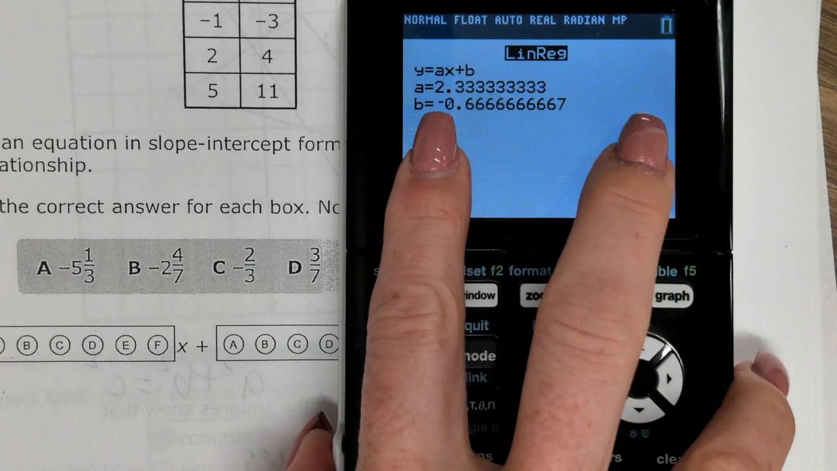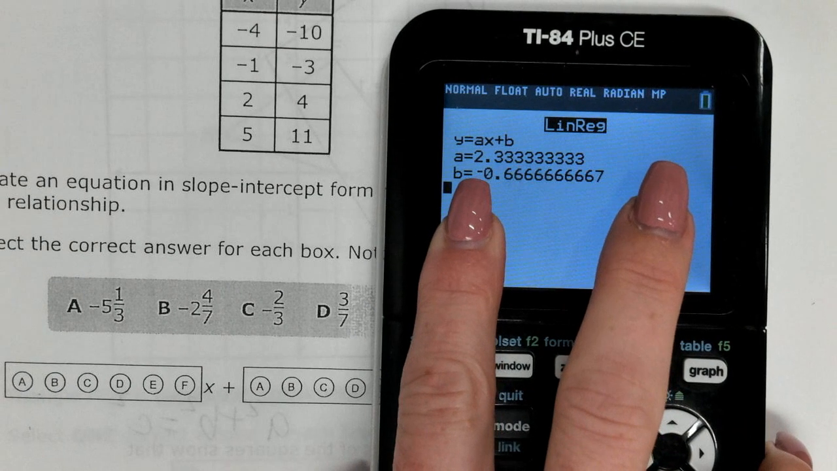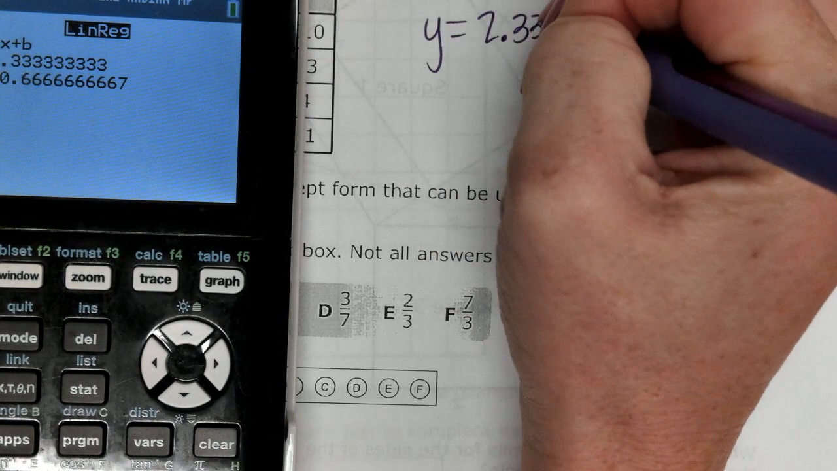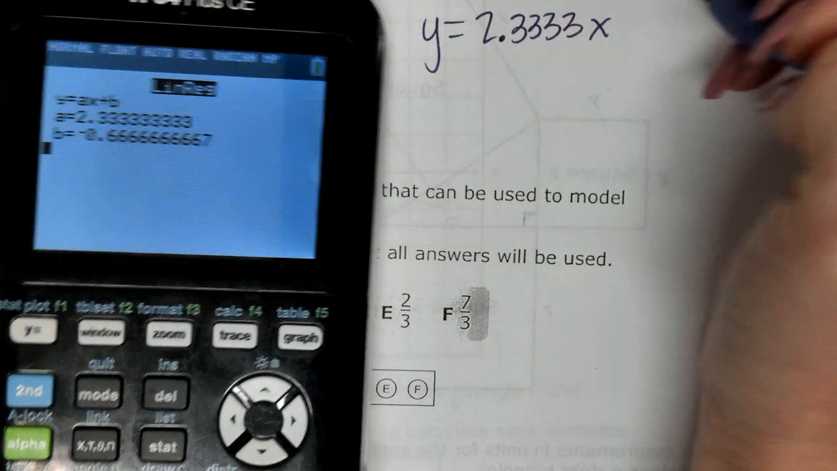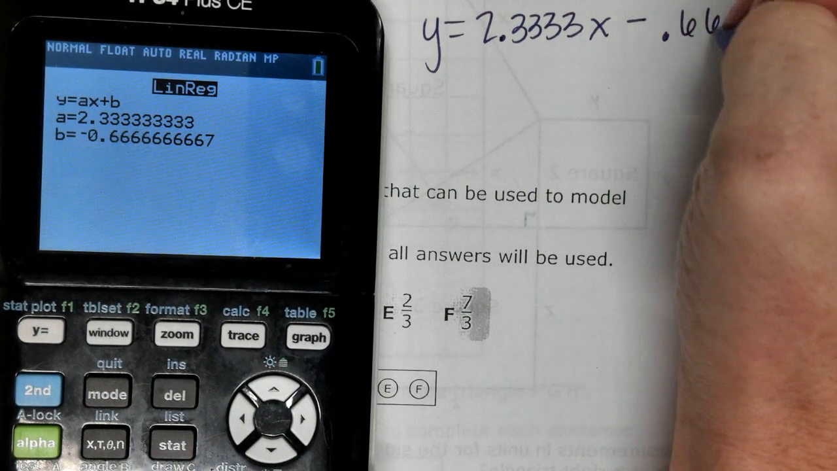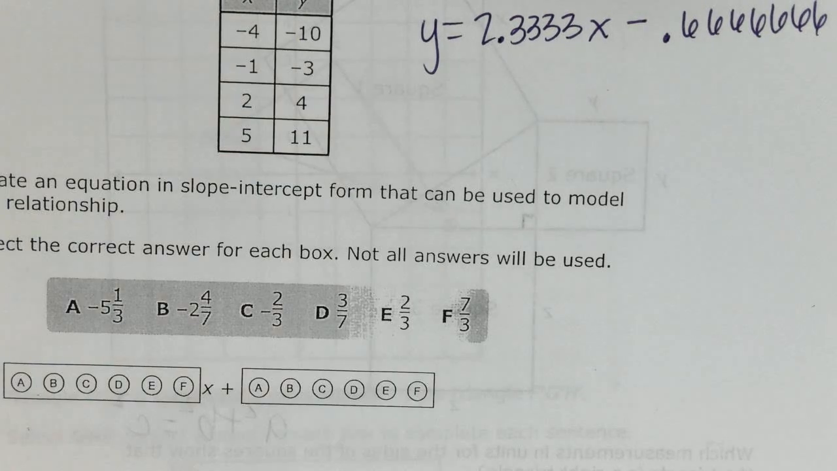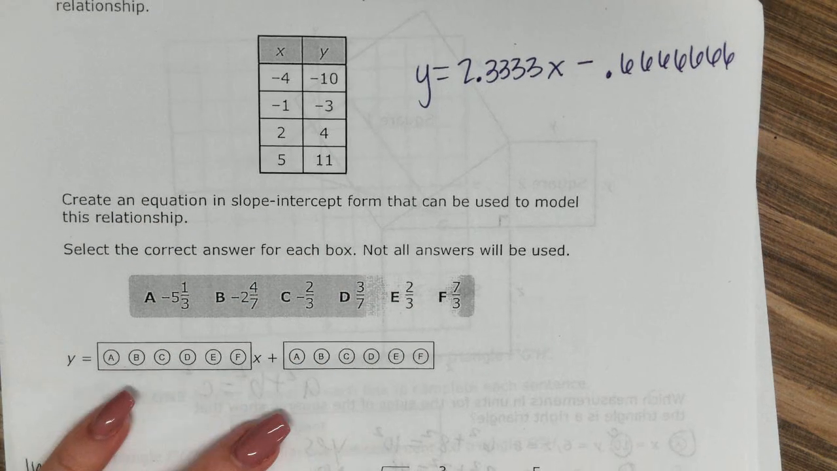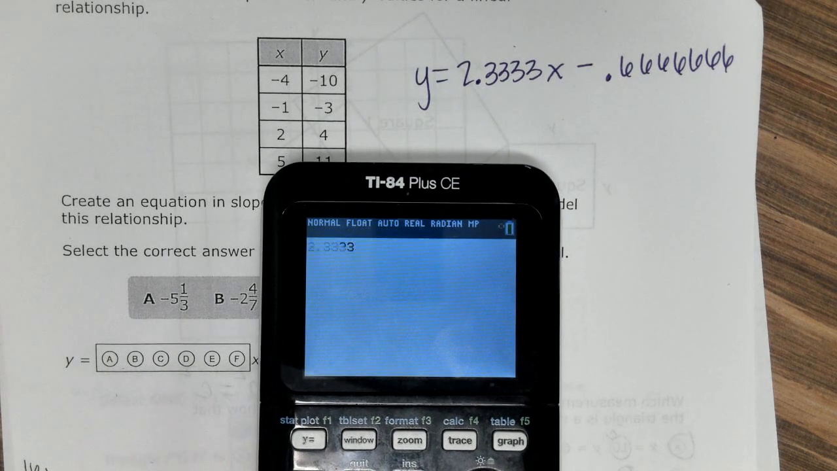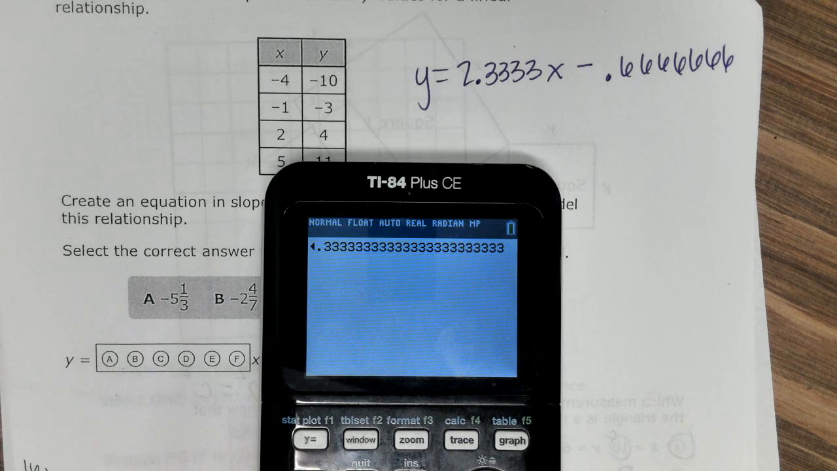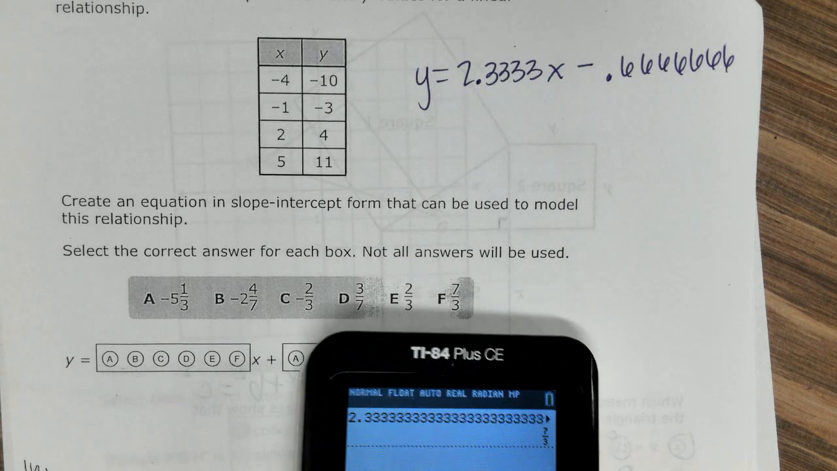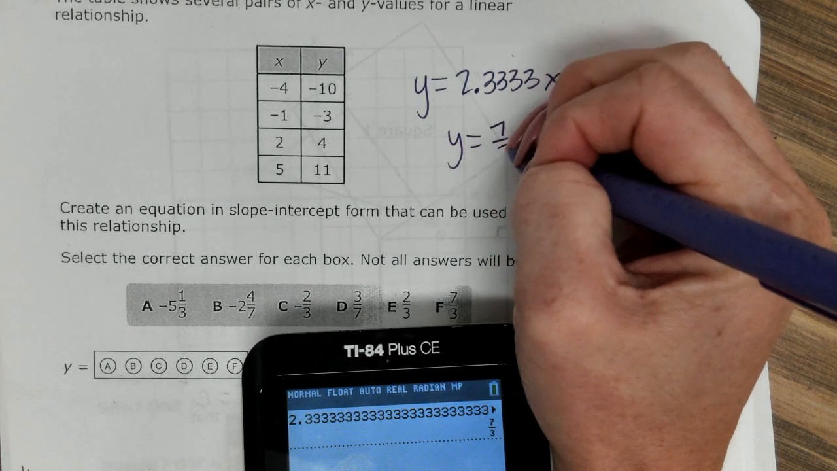And my equation is y equals 2.3 repeating. I'm going to write this down. Y equals 2.3333, I'm just going to put that, X minus, because see the minus sign? 0.6 repeating. So I need to change those to fractions, don't I? So I'm going to go back to my home screen, and I'm going to put in 2.3 repeating. I'm just going to put in as many as I can right here. And then I'm going to hit math, fraction, enter. What is it? 7/3. So y equals 7/3 x.